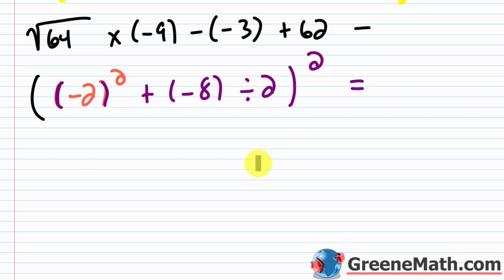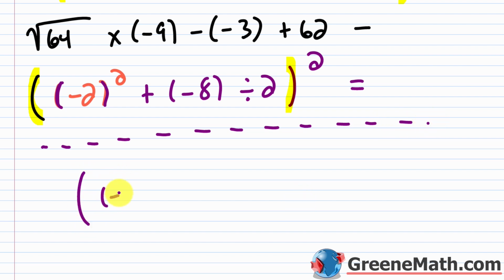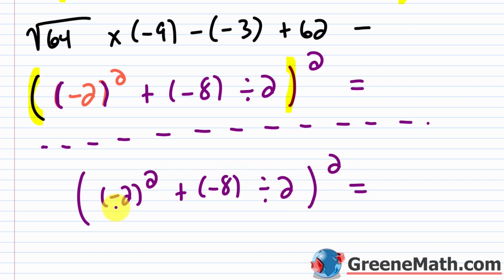In terms of what to do next, you have these parentheses here that you need to work inside. Let me just write this down here. I'll put a little border, and I'll say that we have this -2, again wrapped, being squared, plus -8 and then divided by 2. And then we're going to square this. I'm just working on this part right now.